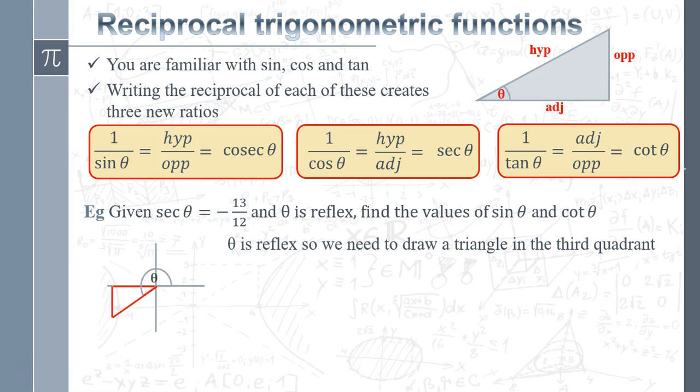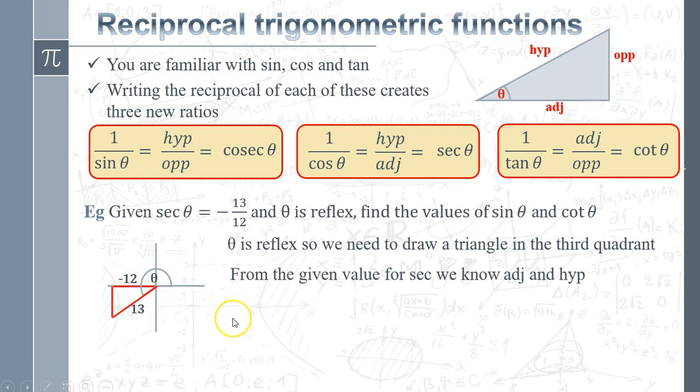So the hypotenuse is the one on the top, so that's your 13. And the adjacent is the one there, so that's your minus 12. And so we've got a little right angle triangle. Hopefully you recognise 13, 12, part of the 5, 12, 13 triangle from Pythagoras. So the missing side is minus 5. We know it's a minus because we're in this quadrant, so that's negative.